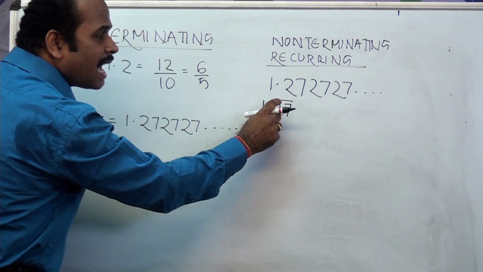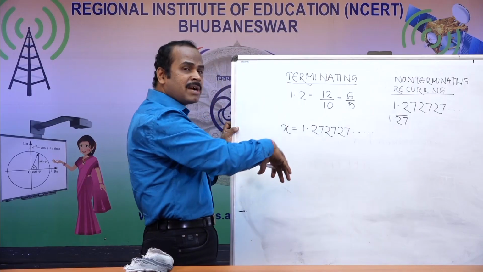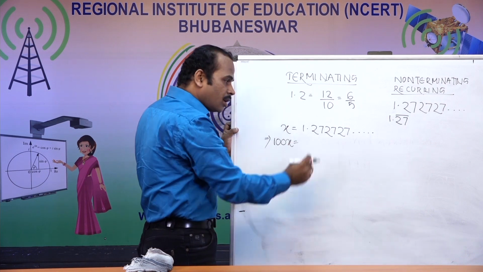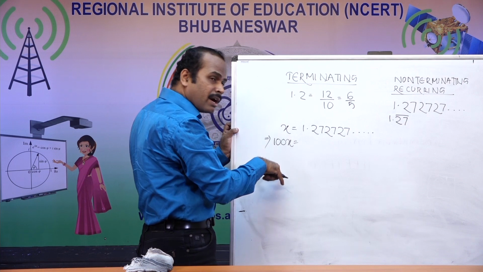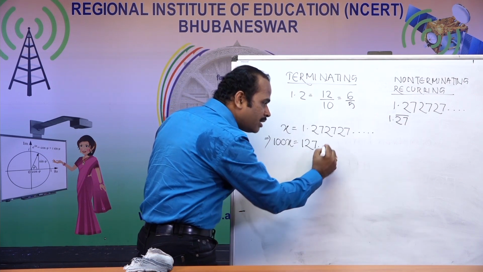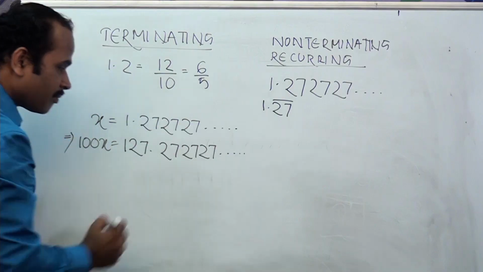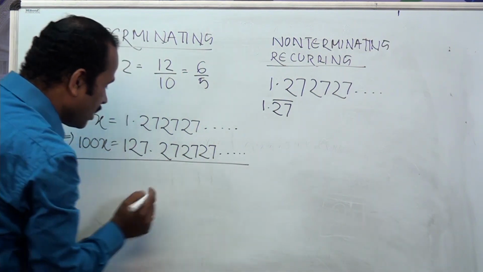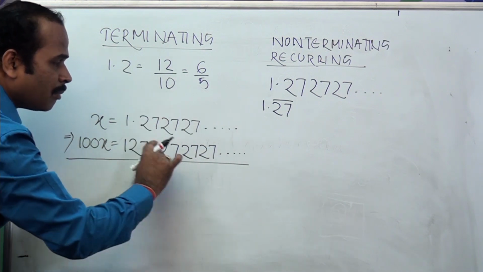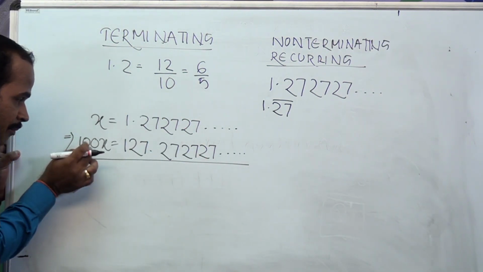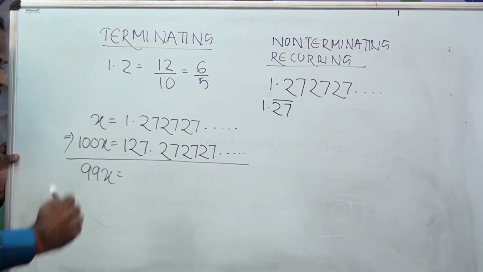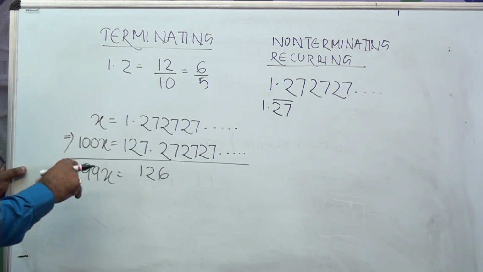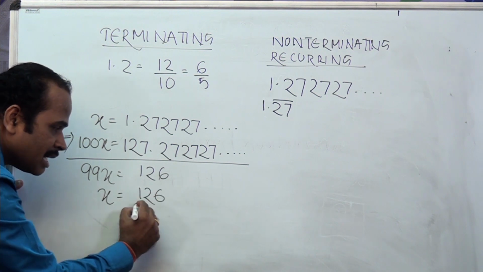Now how many digits are repeated? Here you will find these 2 digits are repeated after the decimal point. So to bring these 2 digits to the left hand side, I have to multiply x by 100. So 100x, when I multiply x equal to 1.27 bar by 100, I will find it is 127.27 and so on. Now if I compare x and 100x, the after decimal portions of both the numbers are equal. So if we subtract x from 100x, the after decimal portions will cancel. So what is left now? If you subtract 100x minus x, you will find it is 99x and this will be 127 minus 1, so the difference of the integral part will be 126. And 99x equal to 126, so x will be 126 by 99.